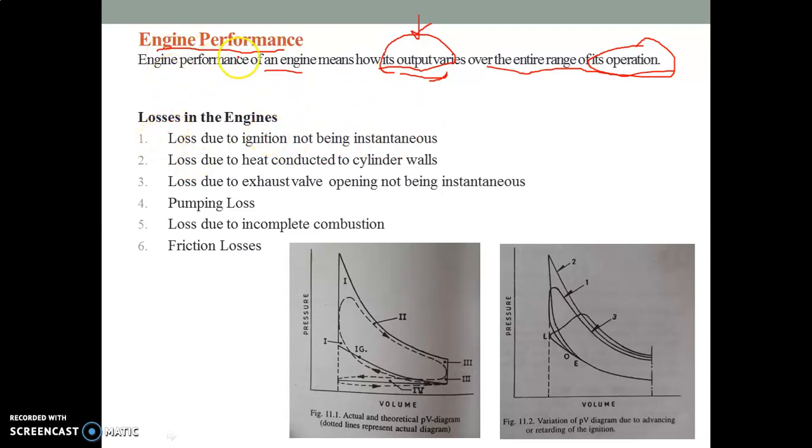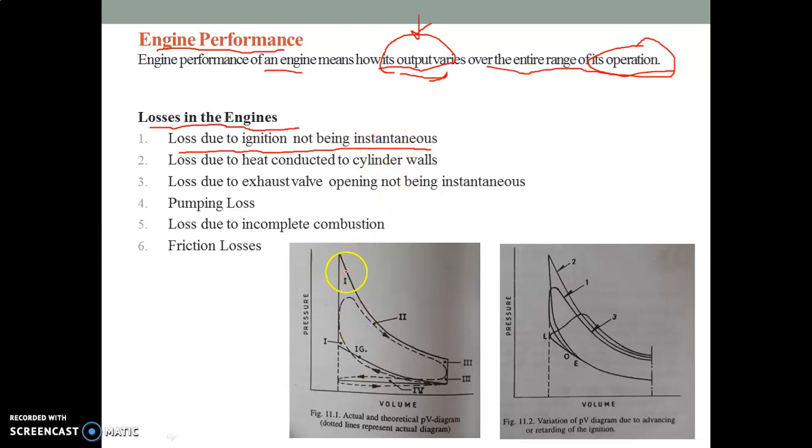When we are studying the performance, we have to understand what different types of losses are in the engine. First we will consider the loss due to ignition not being instantaneous. Generally, the ignition of the charge in an actual engine does not occur instantaneously, as assumed in a theoretical air cycle, and is spread over a definite interval of time. A loss in power occurs because of the rounding of the peak.